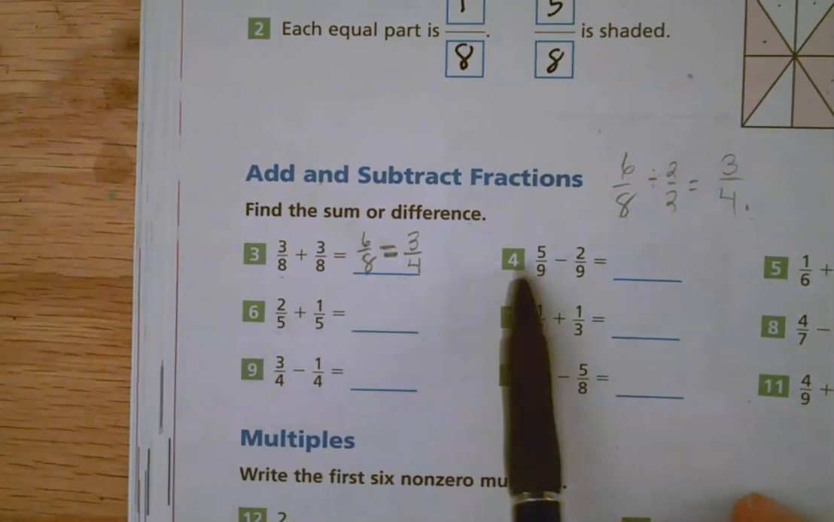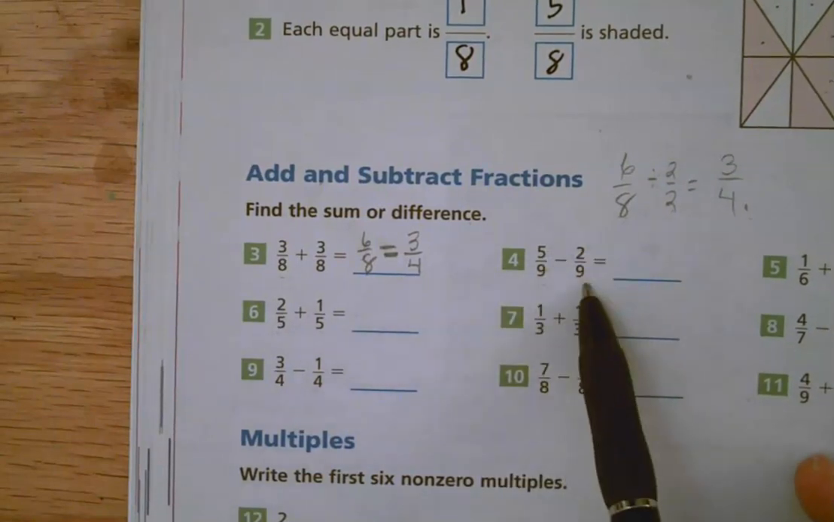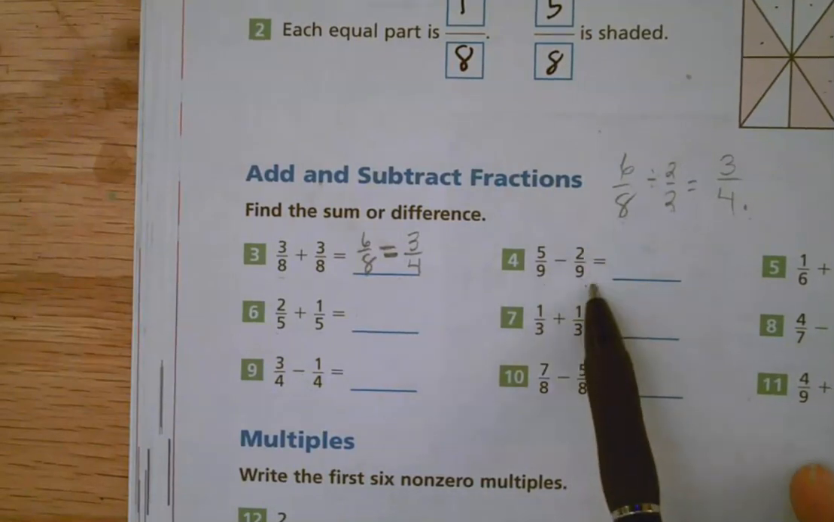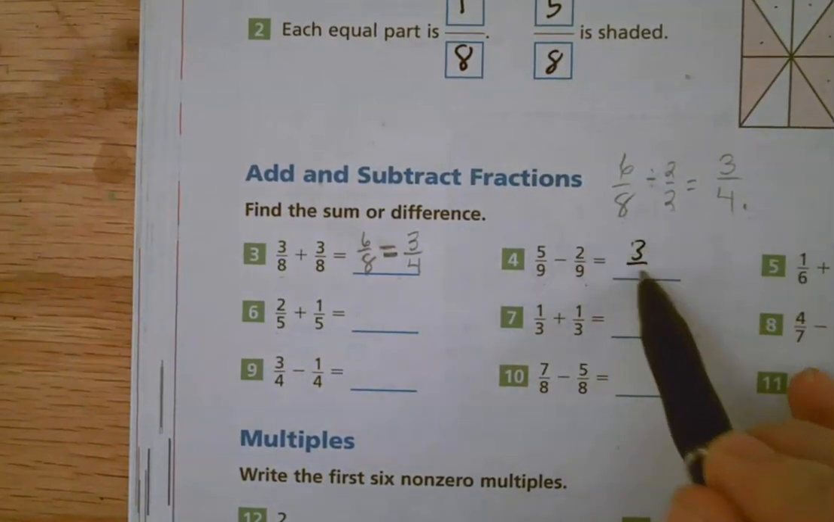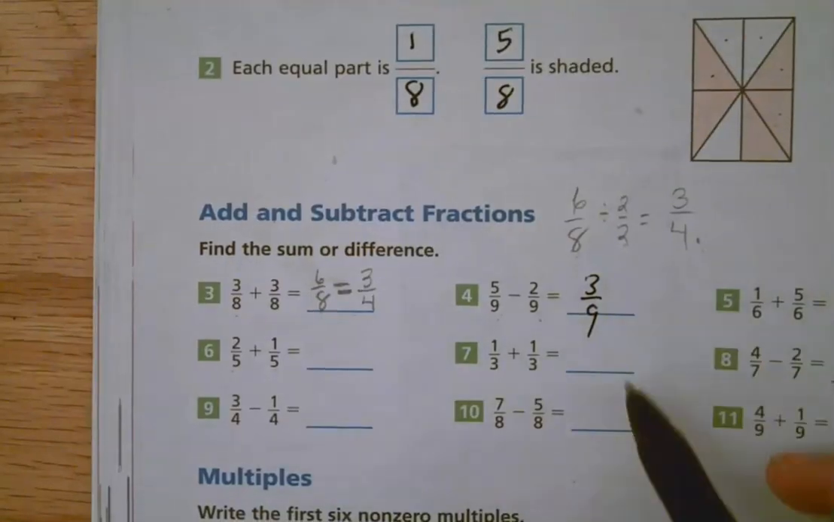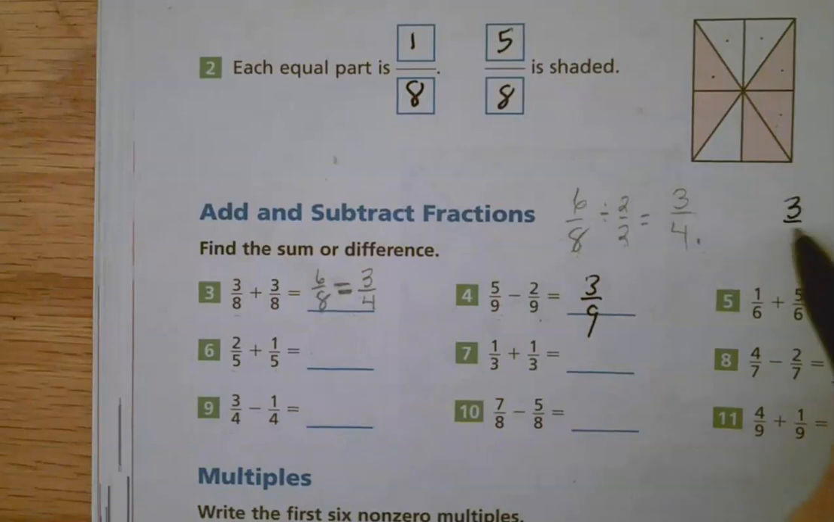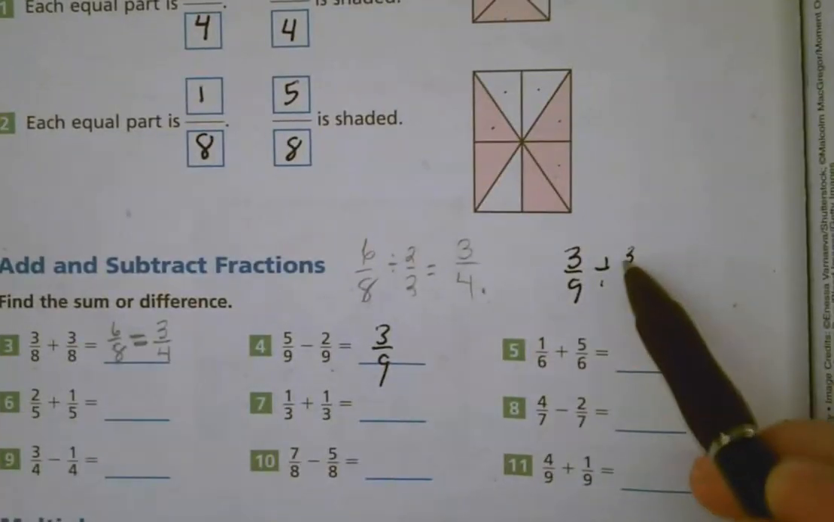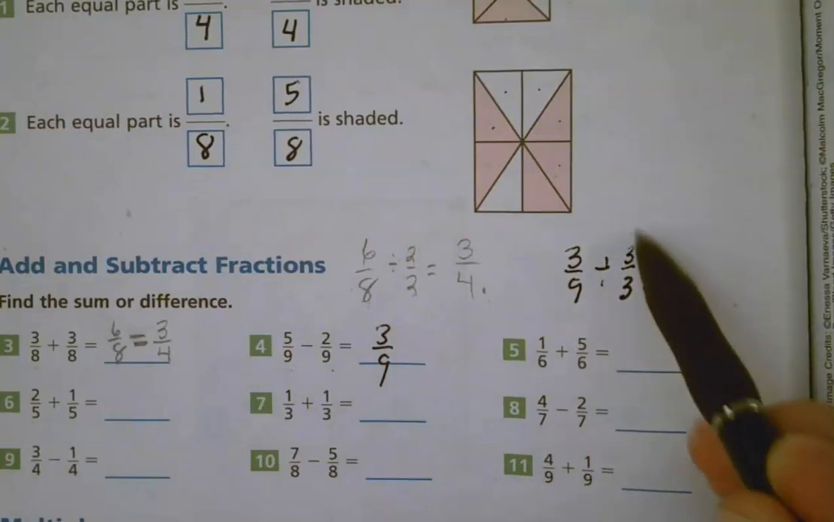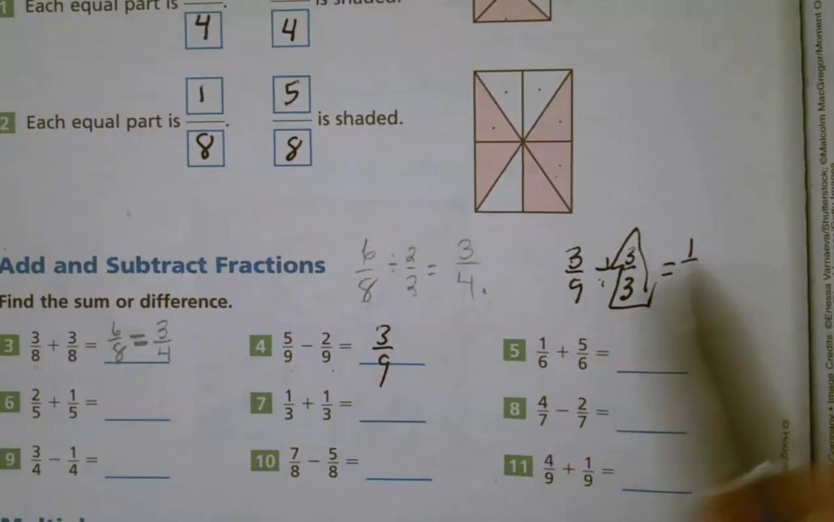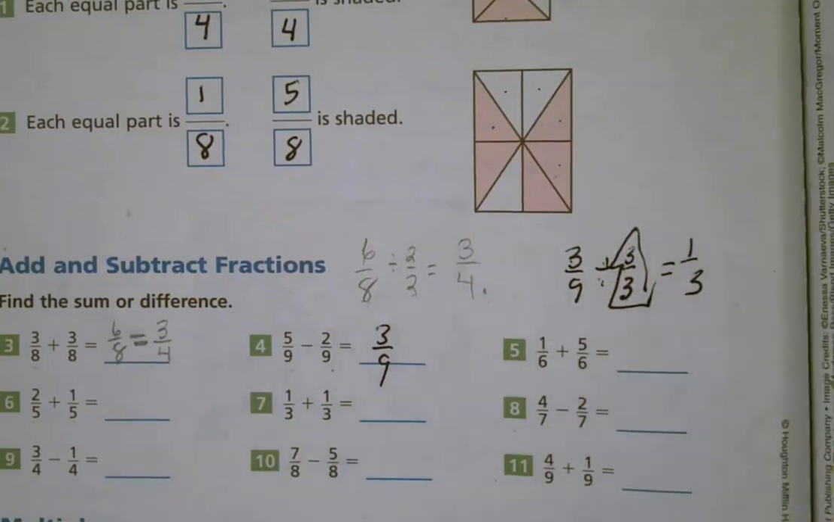Okay, so in number 4, we have 5/9 minus 2/9. Well, if I have 5/9 and I take away 2 of the 9ths, I'm going to have 3 of the 9ths left over. And I know that 3/9 is equal to 1/3. Okay, how do I know that? Because I can divide by another name for 1. Three divided by 3 is 1. 9 divided by 3 is 3, and see that it equals 1/3.